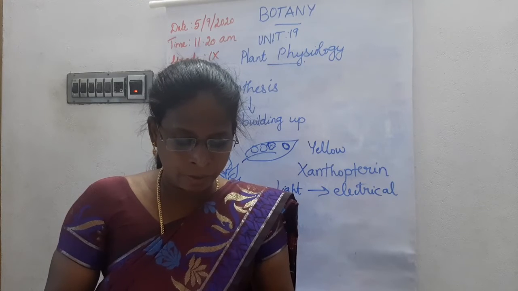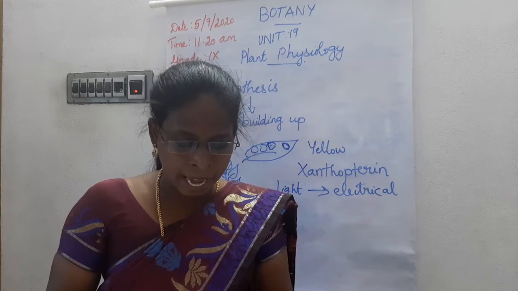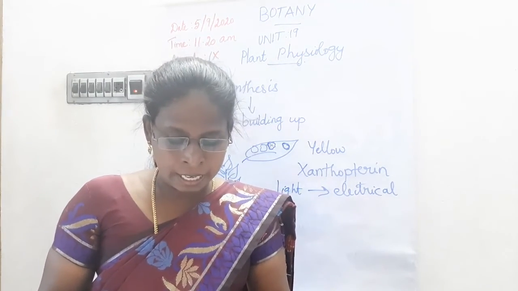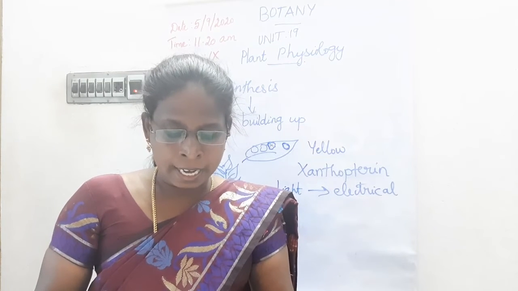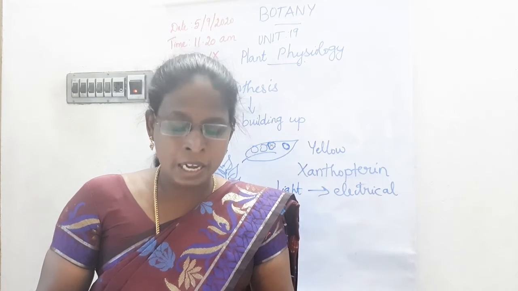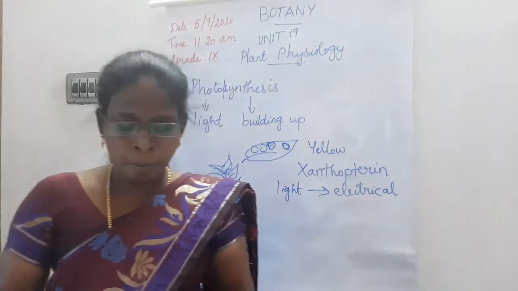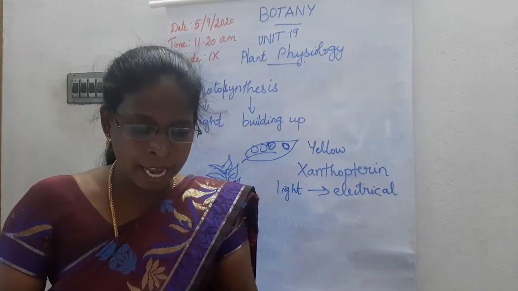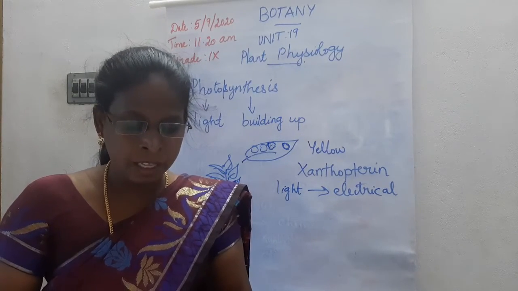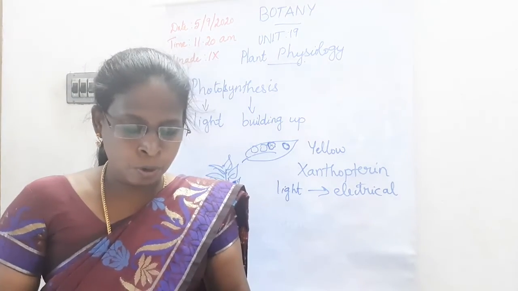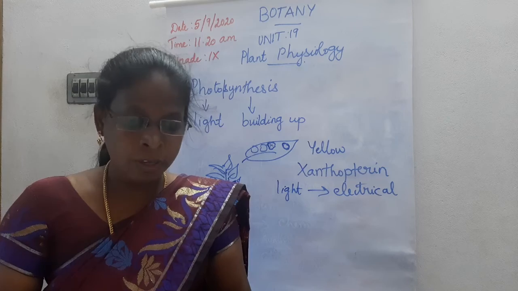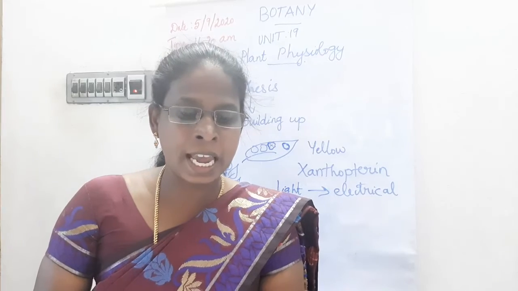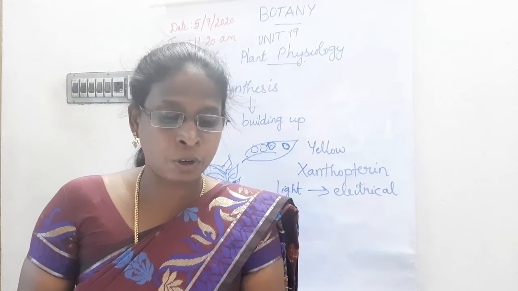Then B. Name one plant each which behaves like the flowers of plant A and B. Plant A, dandelion flower, D-A-N-D-E-L-I-O-N. B. Moonflower. Then C. Name the phenomenon exhibited by the leaves of plant C. Thigmonasty.